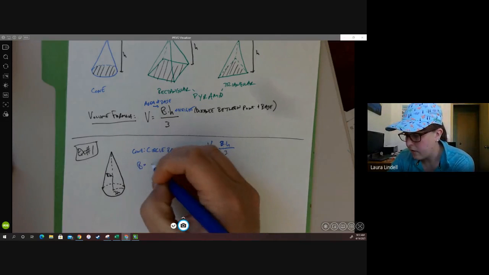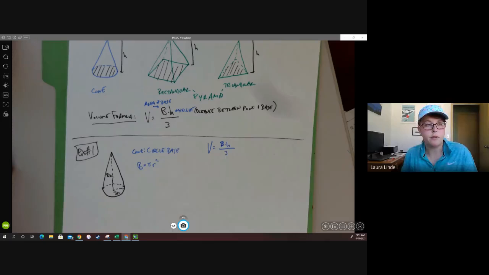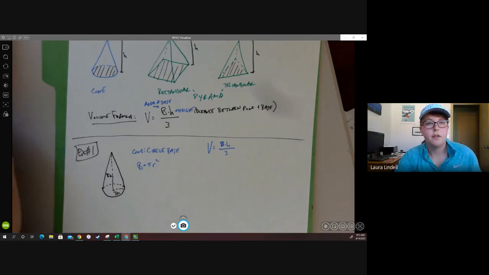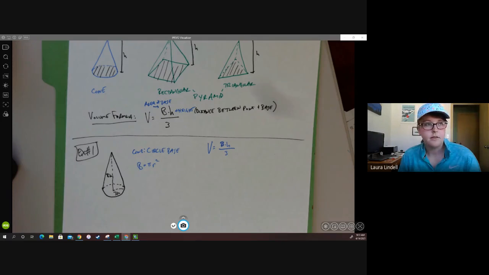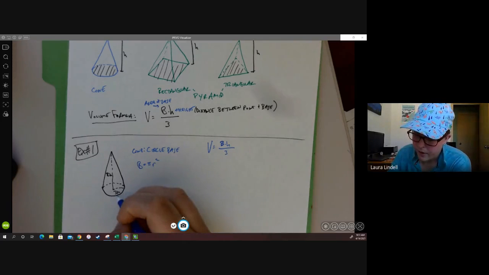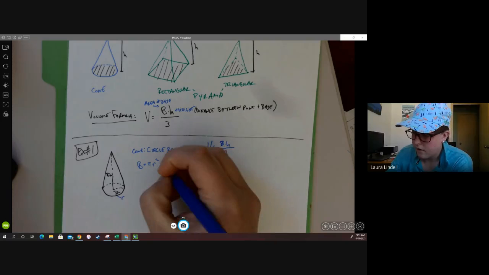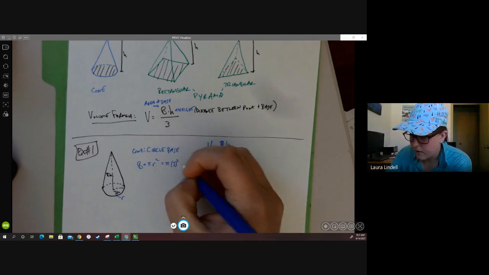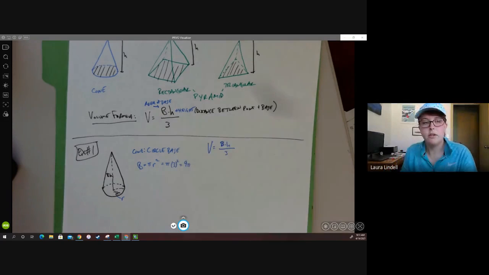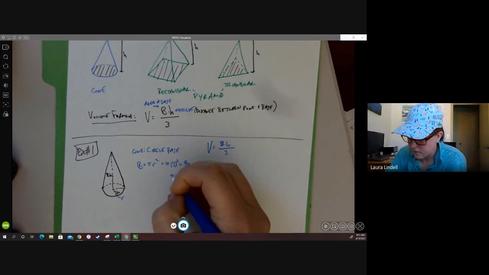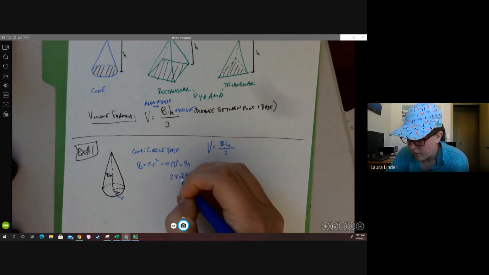So then the base is going to be pi r squared, just like it was yesterday for cylinders. So looking at this picture, what's r going to be? 3. Yeah, we know the radius here is 3. So that would be pi times 3 squared, which would be 9 pi, which is something we can type into the calculator to get an approximate answer for. About 28.274.